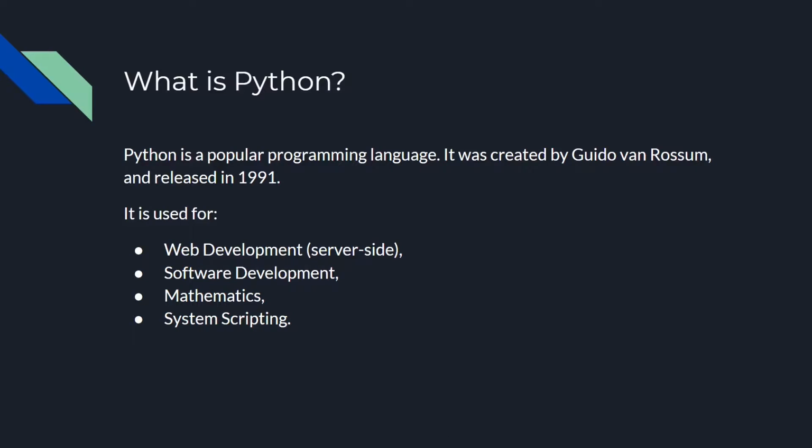What is Python? Python is a popular programming language. It was created by Guido van Rossum and released in 1991. It is used for web development (server-side), software development, mathematics, and system scripting.